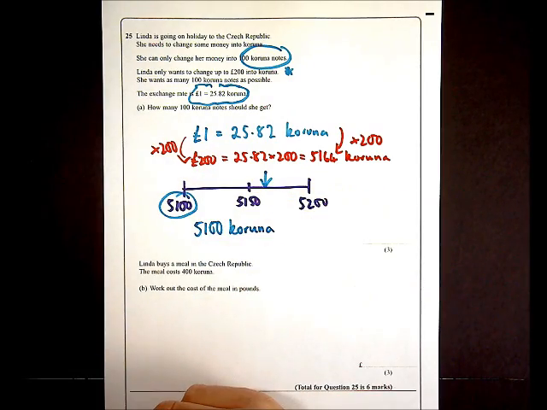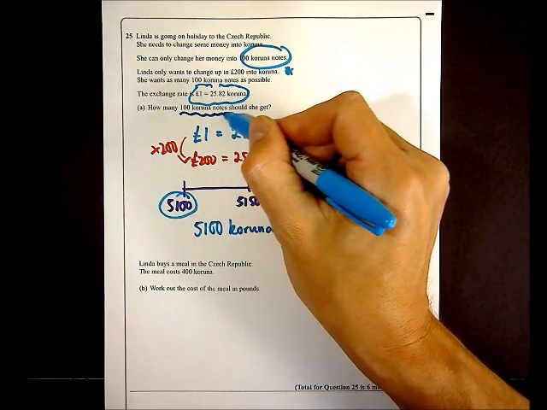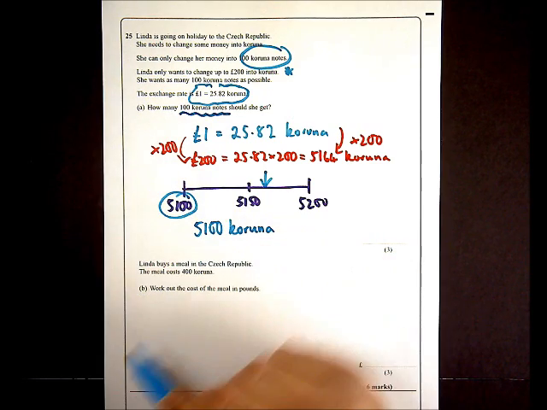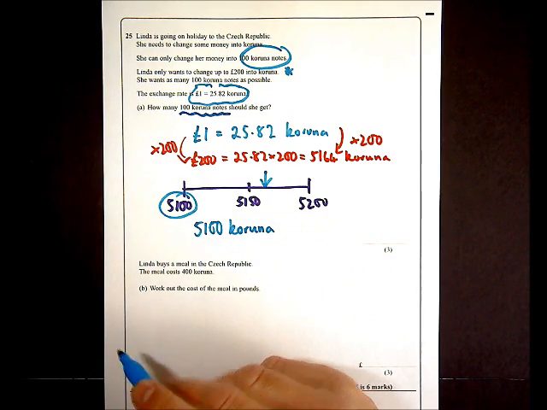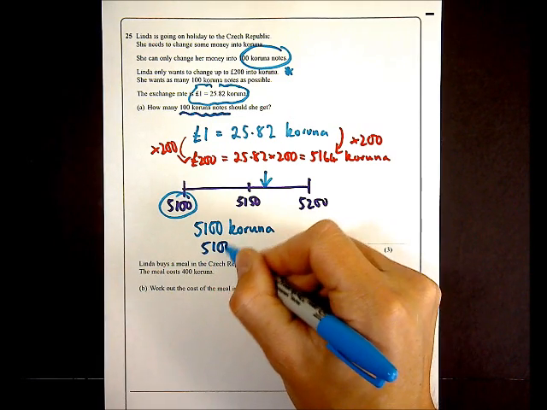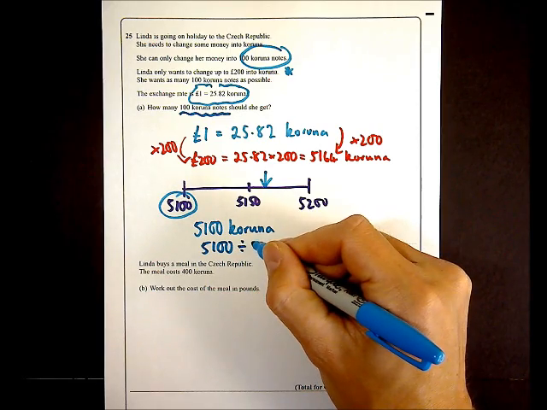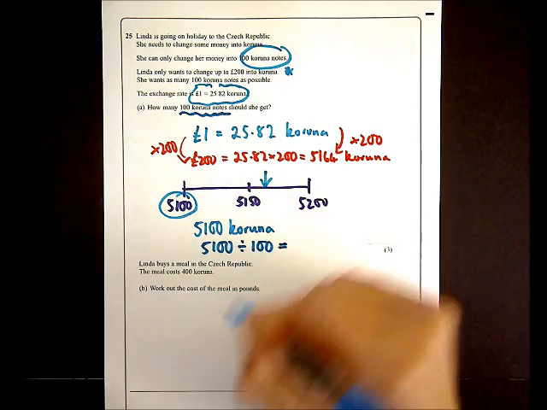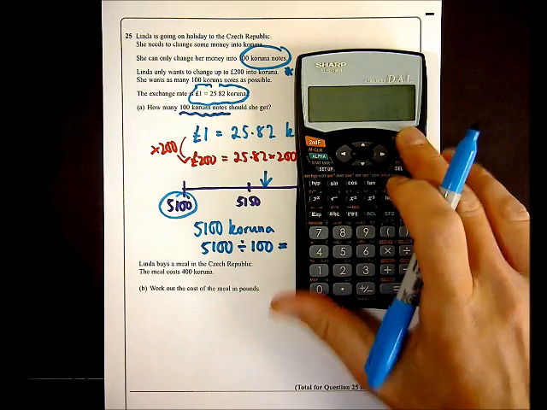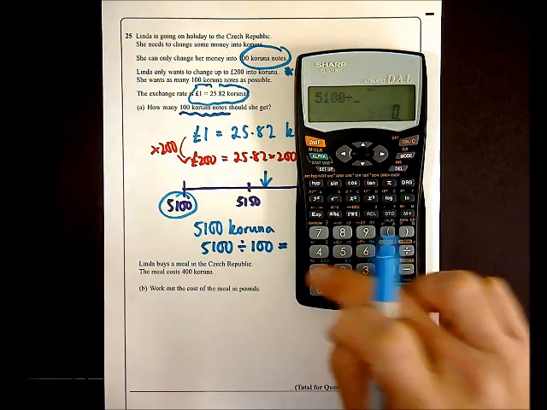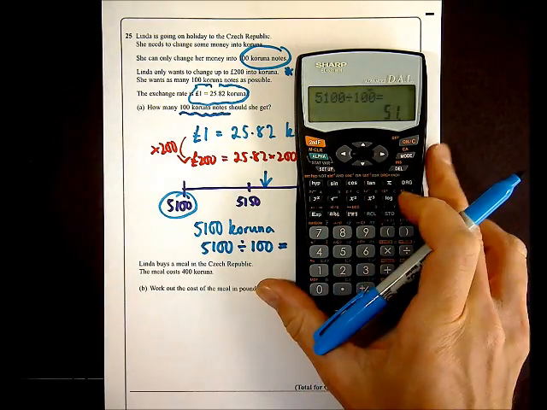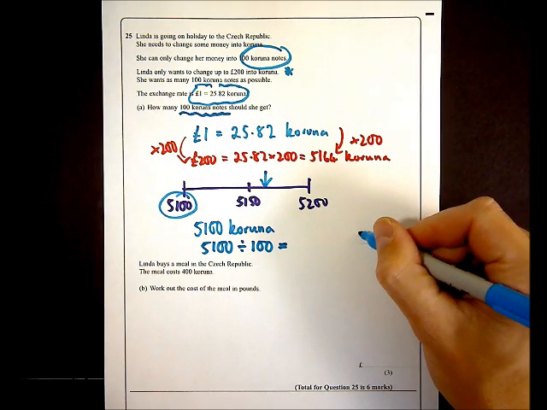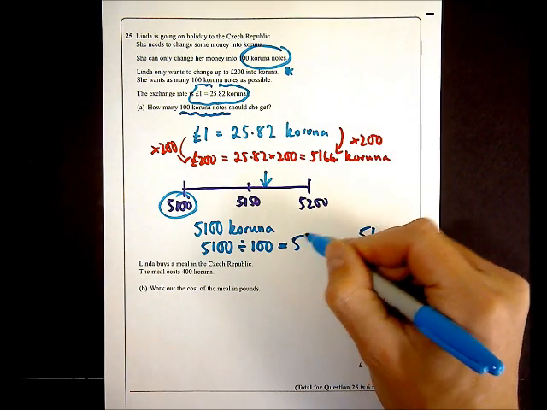Now the question asks how many 100 koruna notes will she get. So not how many koruna, but how many 100 koruna notes. So the number of notes will be 5,100 divided by 100. And I can do that on a calculator if I need to. 5,100 divided by 100 is going to give me 51. So she can get 51 100 koruna notes.